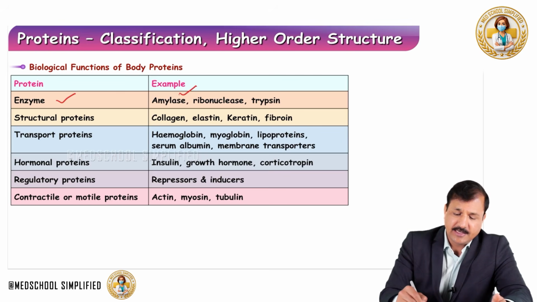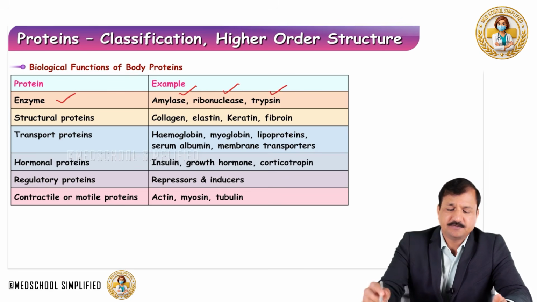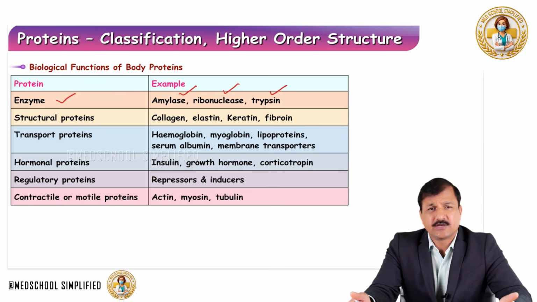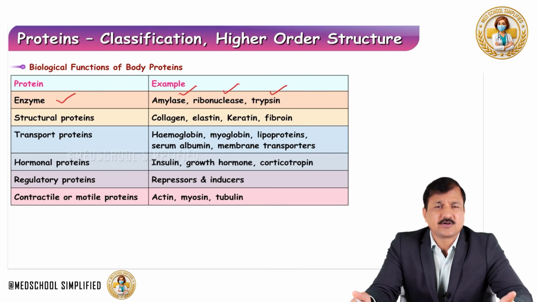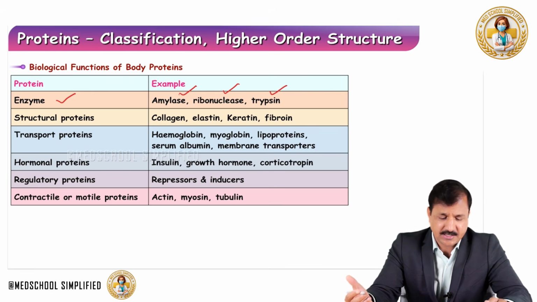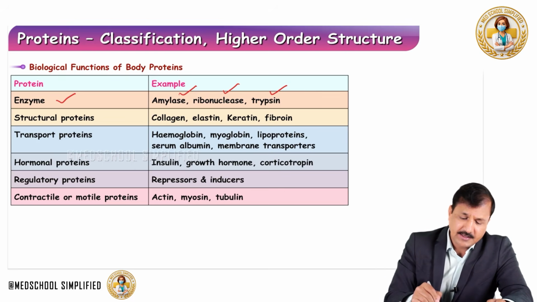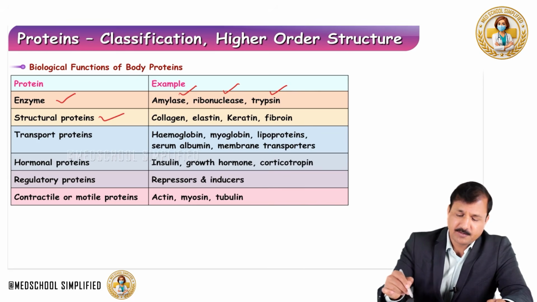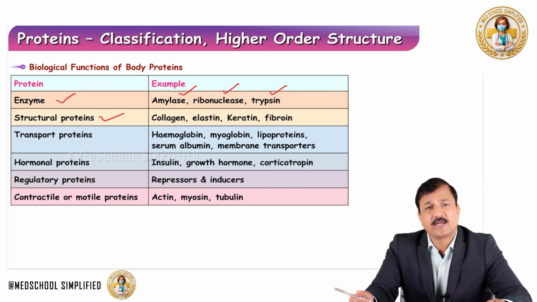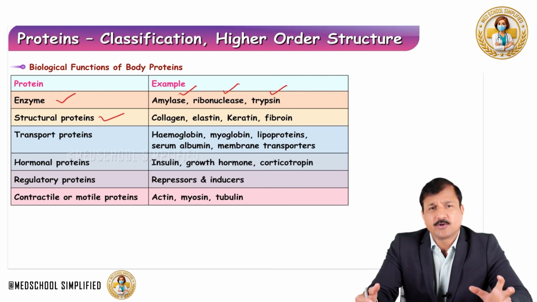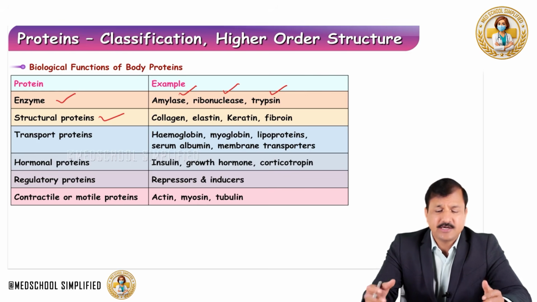For example, amylase, ribonuclease, trypsin, these are digestive enzymes. And then we have enzymes in metabolism like glucokinase, hexokinase, pyruvate kinase. A lot of enzymes are there. Basically, they are all biological catalysts. Remember that. And then the structural proteins. Examples are collagen, elastin, keratin, fibrin. These are all structural proteins present in the extracellular matrix that give structure to a tissue.